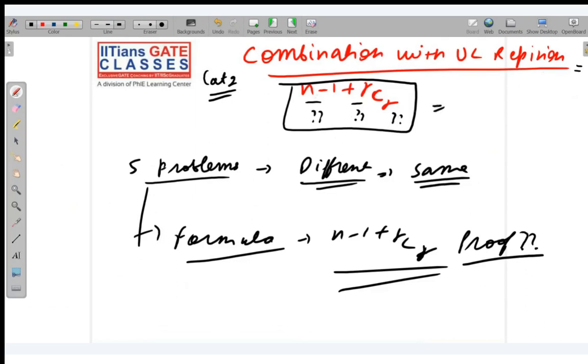We will come back to it, and we will study 5 problems. You will think that all are different, but actually they are all the same, and all of them will use the formula (n minus 1 plus r) C r. The proof of the formula and all, we will study after a few slides. So let me jump to the next slide now. Please take a snapshot.